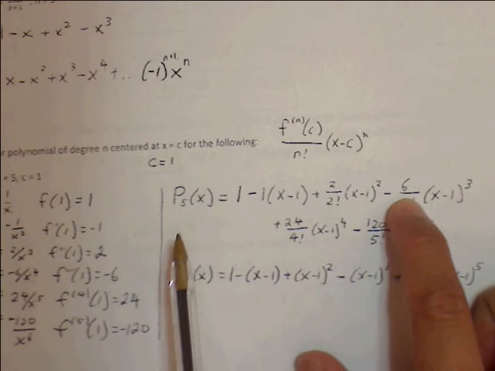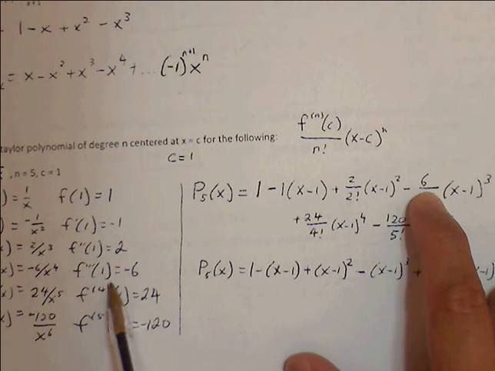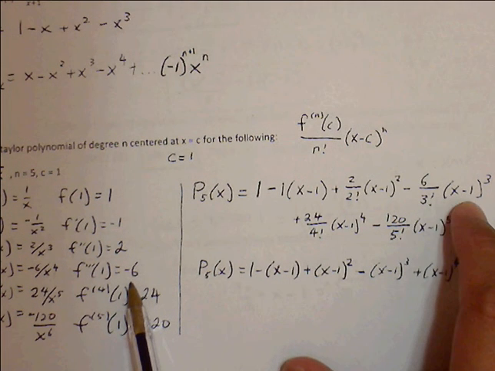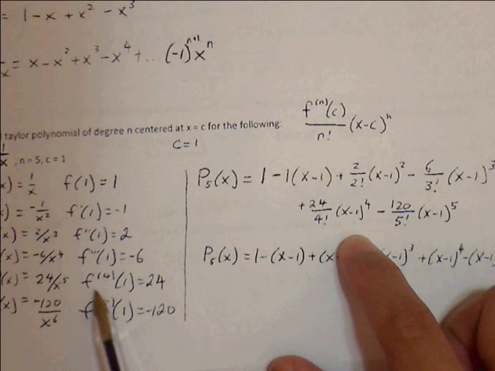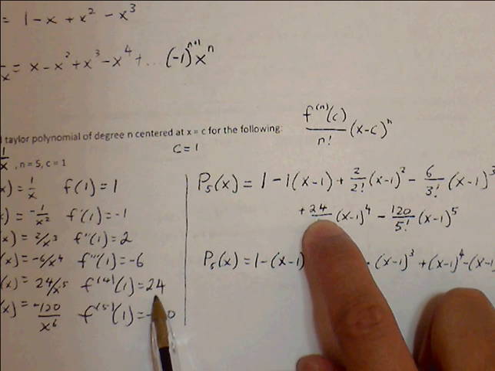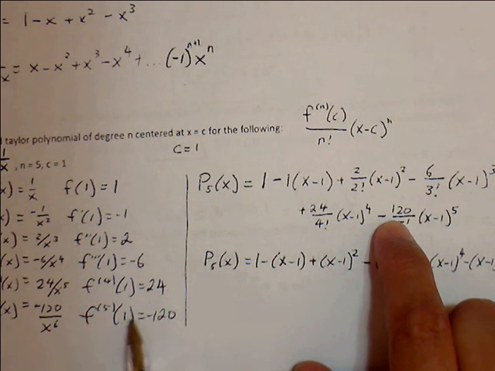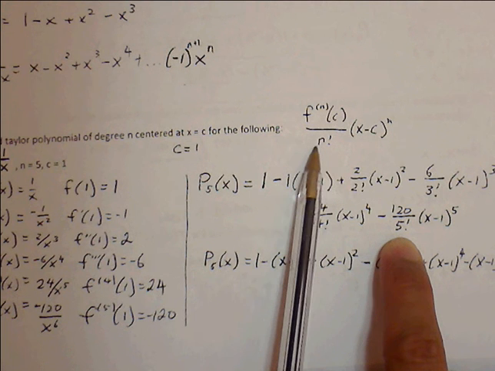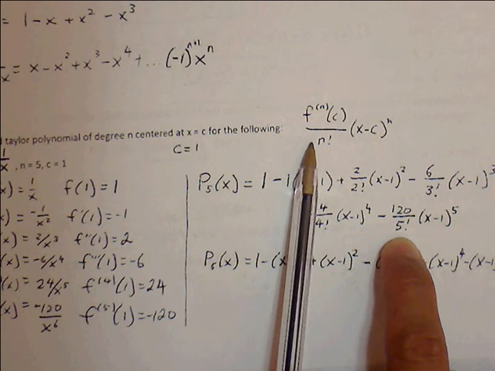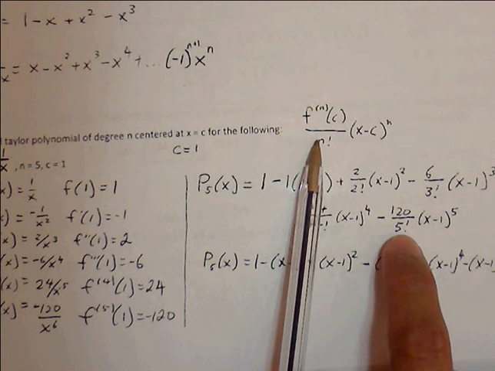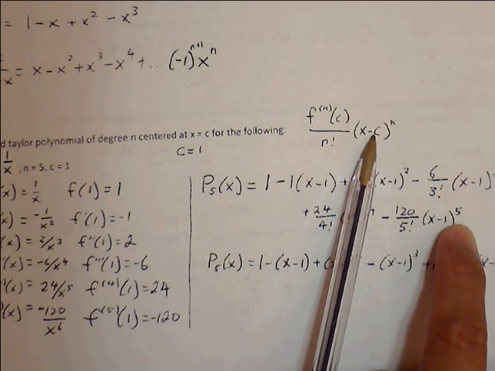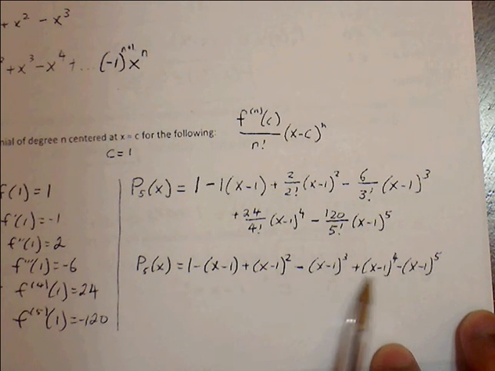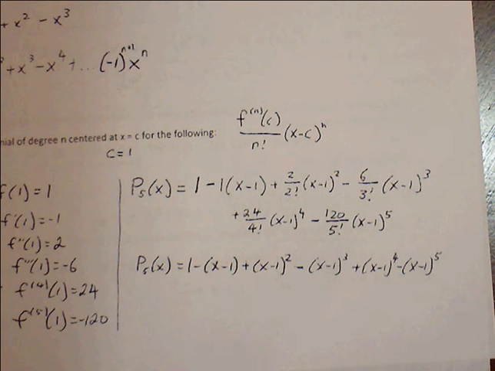Minus 6, which is the third derivative evaluated at 1, over 3 factorial, because that's our n value, times x minus 1 cubed. And then we go down the line here. The fourth derivative evaluated at 1 is 24 over 4 factorial. And then finally, the fifth derivative evaluated at 1 is negative 120. Okay, we're just following the rule here, right? Replacing every n with the respective number that we're at. So here n is 5, x minus 1 to the fifth. And then if we clean these terms up, we have the first 5 terms of this Taylor polynomial.